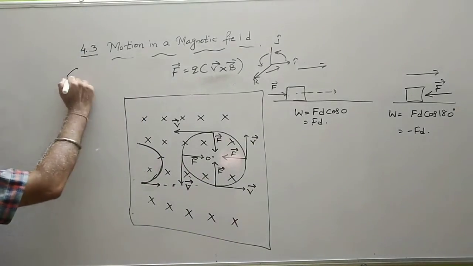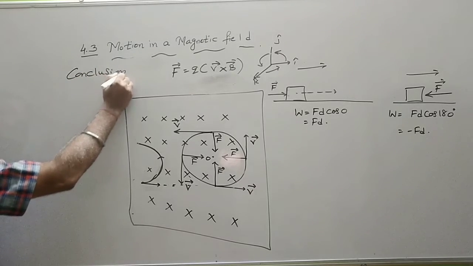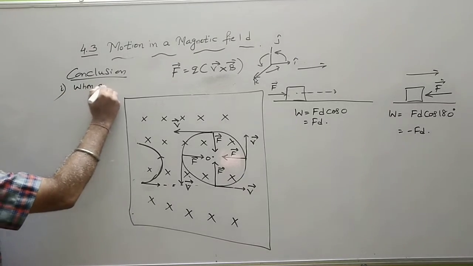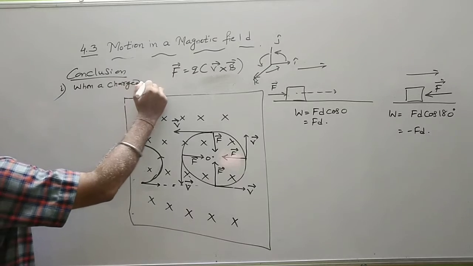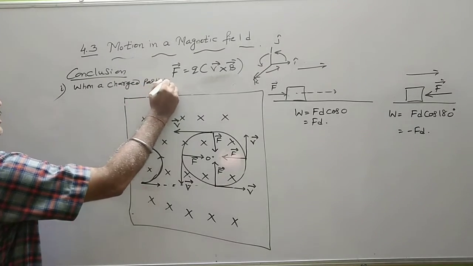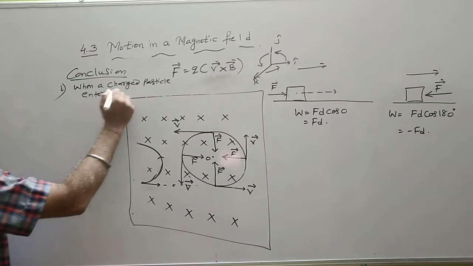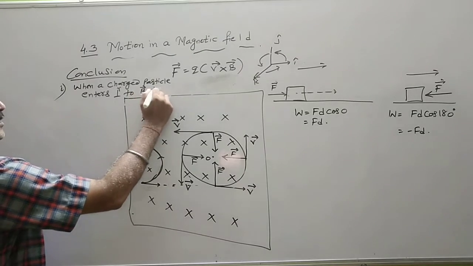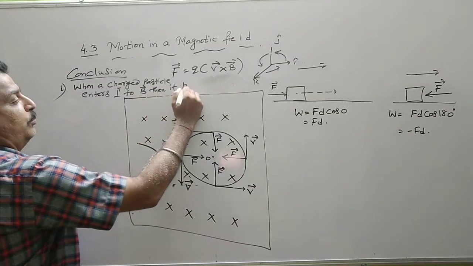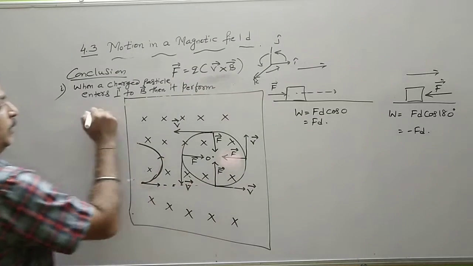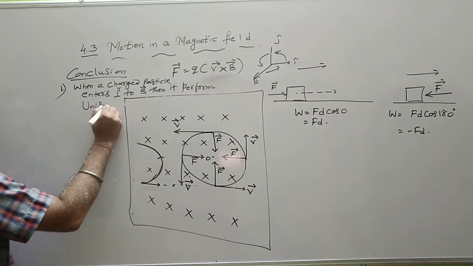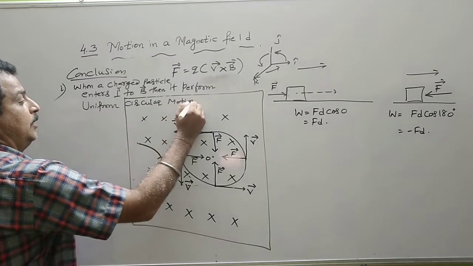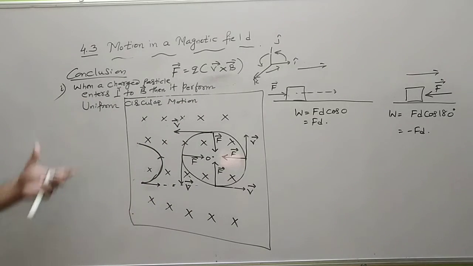So let us immediately write down the conclusion. Number first conclusion is, when a charged particle enters perpendicularly to magnetic field, then it performs uniform circular motion. This is about the path followed by the charged particle.